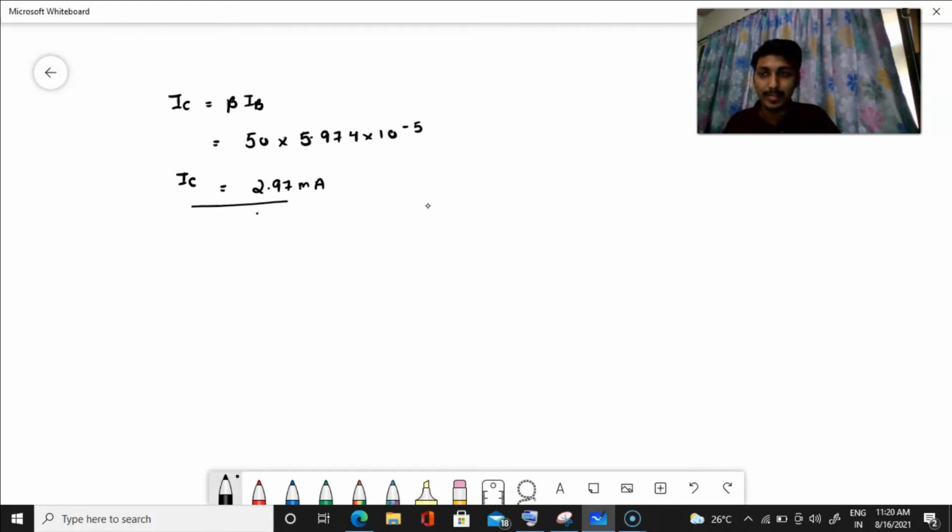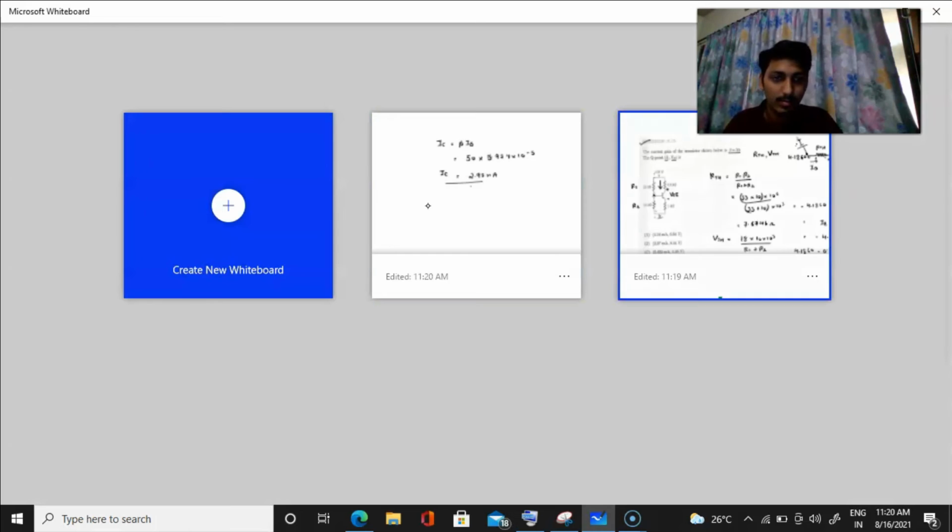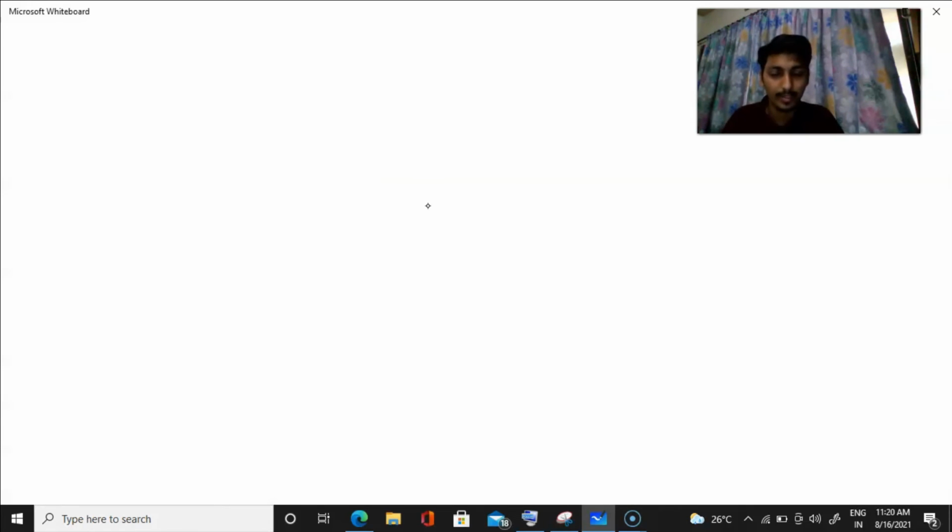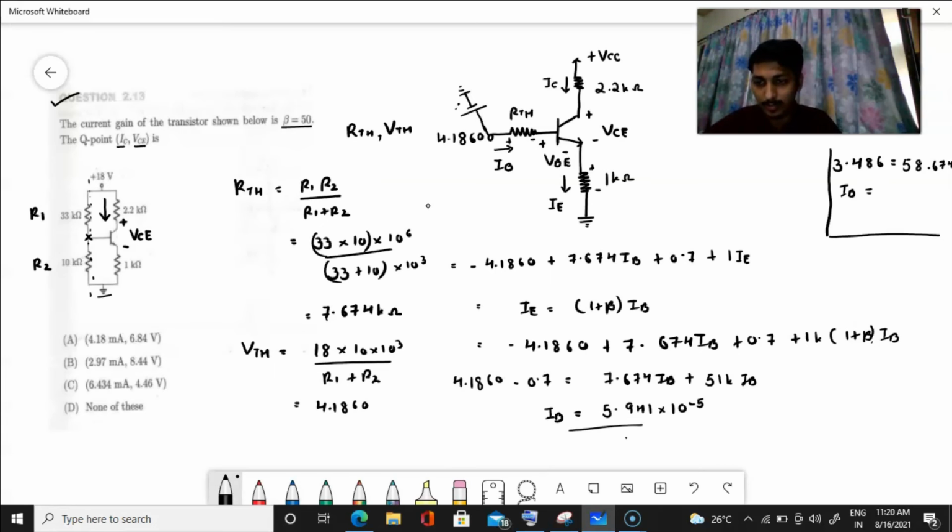In the options we are getting only one term, 2.97 milliampere, but we will also find the collector to emitter voltage. So we will also find this. I need space here for the 2.2 kilo ohm IC term. We'll do the rough work for this portion.